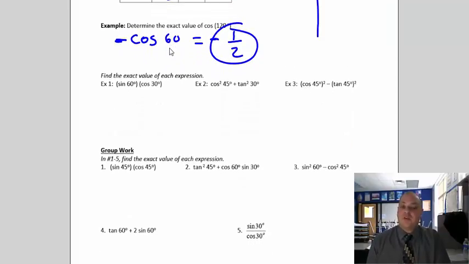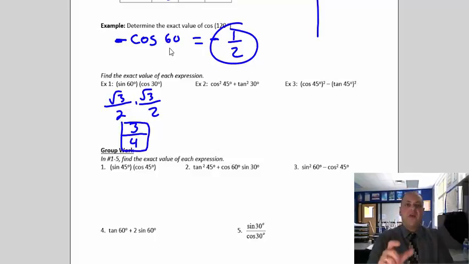Now here we are just doing, I'm going to block the chart out, but all these come from the chart. All these are going to come from the chart above. Sine of 60 is radical 3 over 2. Again, that's right up there. Cosine of 30 is also radical 3 over 2. And now we're going to multiply. Radical 3 times radical 3 is 3, because it's radical 9. And then 2 times 2 is 4, so we get 3/4. So these are just operations with the ratios that we just learned.